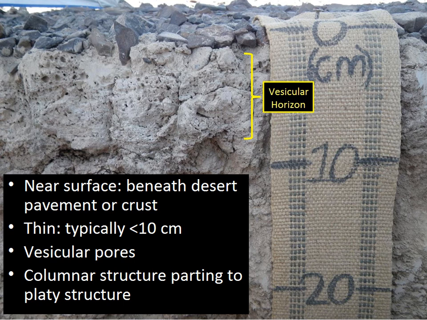Other distinguishing features of the vesicular horizon include the characteristic structure, which is typically columnar structure that parts to platy structure. Although I'll show a lot of examples of these horizons throughout the presentation, and you'll see in some of them the columnar structure is a much more prominent feature, and in other cases the platy structure is more prominent.